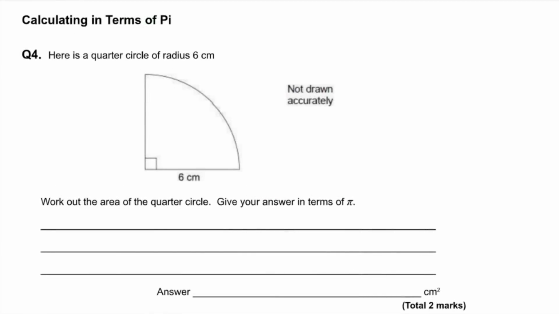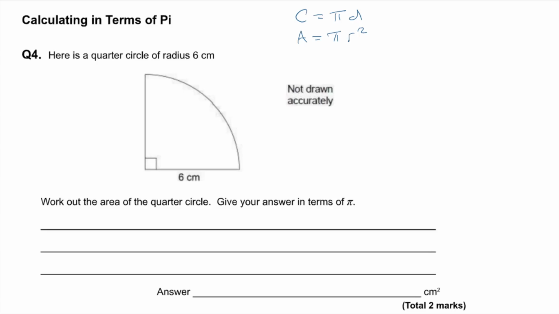Moving on to calculating in terms of pi, don't forget your two most important formulas for this one, for circumference and area. Cherry pie delicious, apple pies are 2: C equals pi D, A equals pi R squared, they're the main formulas you're going to use. Here is a quarter circle of radius 6 centimeters. Work out the area of the quarter circle, give your answers in terms of pi.